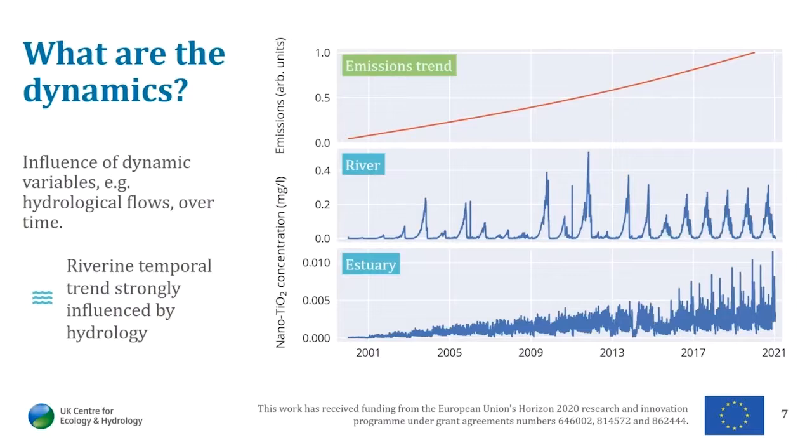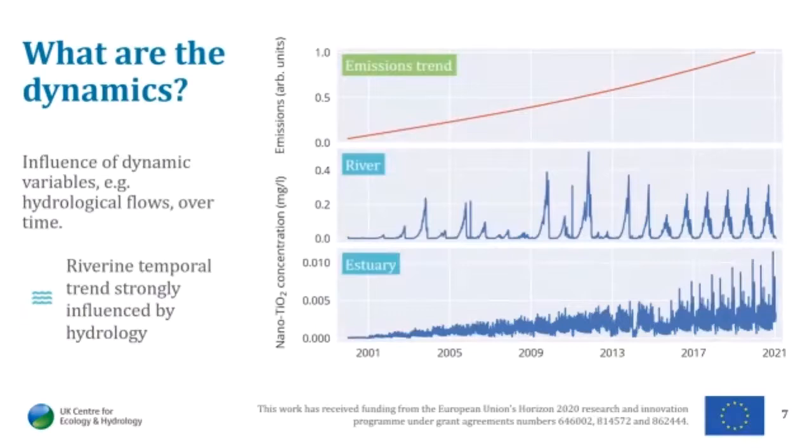And because it's a temporal model, we can look at the dynamics, and particularly we can look at the dynamics of more dynamically interesting compartments such as rivers and estuaries. So here, this graph on the right, I'm showing you an illustrative river reach and an illustrative estuary reach. And basically the main conclusion to draw from this is that the riverine nanotitanium dioxide concentrations are strongly influenced by the hydrology of the system.